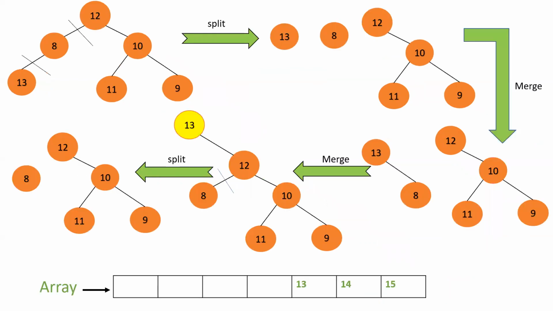So this continues with the splitting and merging of the cells until the root value is found, and then it is placed in the array in the n-1 i position.